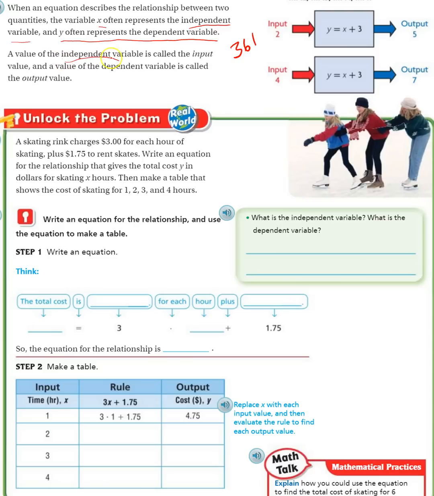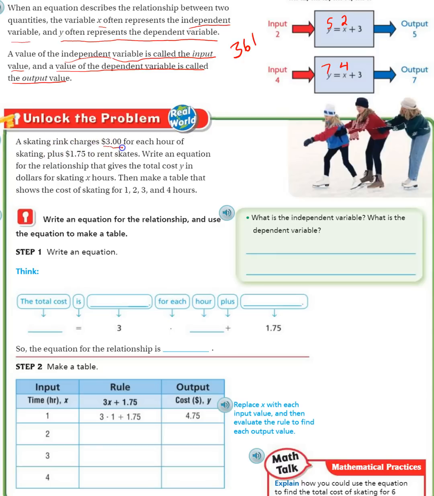A value of the independent variable is called the input value, and a value of the dependent variable is called the output value. So if we look at these two examples, if we input 2, we would input it here for the x, and then the output, or what we get for the other variable, would be y. So the dependent variable is the output. Here, if we input 4 for x, we would get out a 7 for the dependent variable, or for our y. Okay, let's look at our problem here.